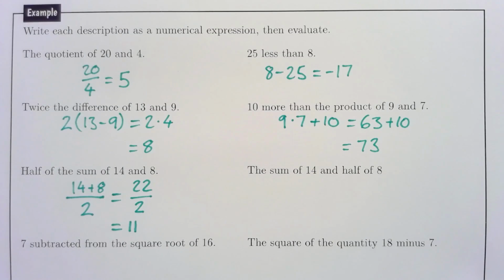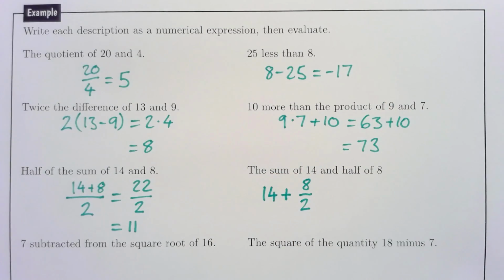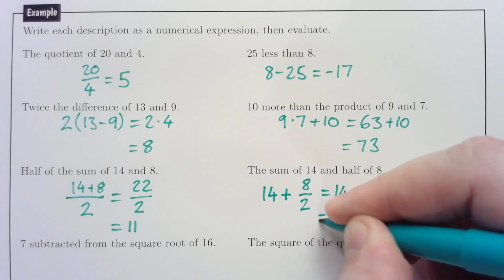The sum of 14 and half of 8. Now notice this is describing the exact same operations and the same numbers as the last example. But the wording changes the order we're doing those operations in. So firstly, half of 8 is 8 divided by 2. And we want the sum of that with 14. So that's 14 plus 8 divided by 2. 8 divided by 2 is 4, and 14 plus 4 is 18.